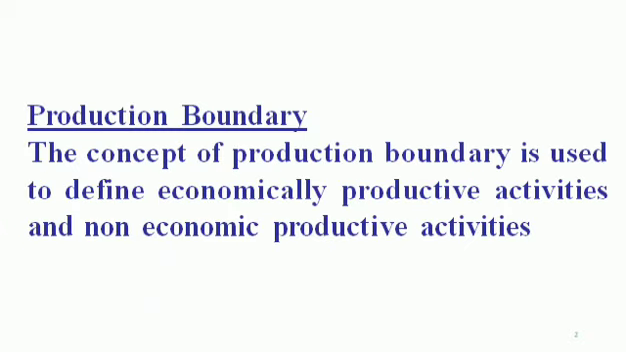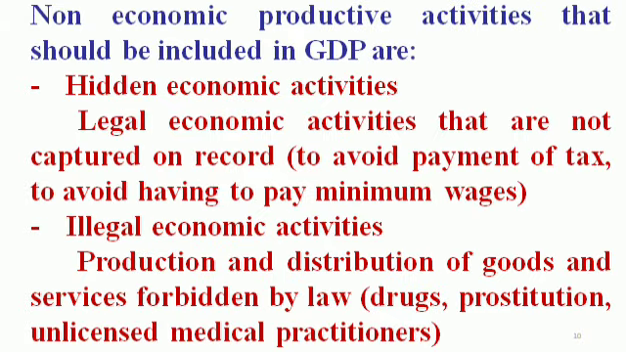So going back to the production boundary, we know what economically productive activities are. So let's see what comes under non-economic productive activities. Non-productive economic activities are hidden economic activities and illegal economic activities. Hidden economic activities are legal economic activities not declared for tax purposes. Illegal economic activities are the production and distribution of goods that are forbidden by law.